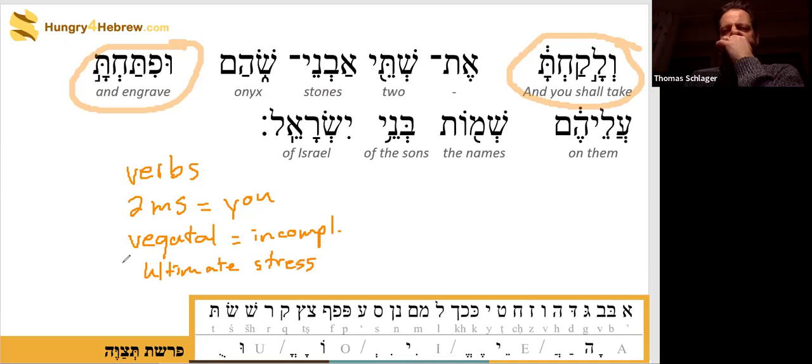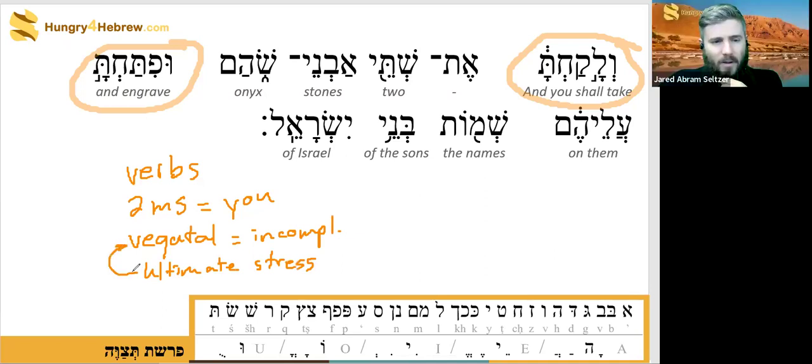And that's because it is a vegetal that is 2ms. There are two conjugations that get ultimate instead of penultimate stress. One is you, a man, did it. The other one is I did it.